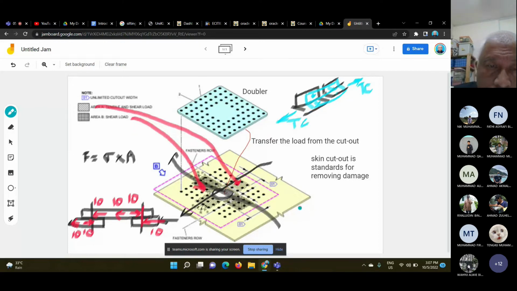But here is a bit unique because it's a cutout, it's skin, and it's not only having tension and compression. It also has shear. If you want to go into detail on why shear is part of the load of the skin, you may go and revisit your mechanics of materials.